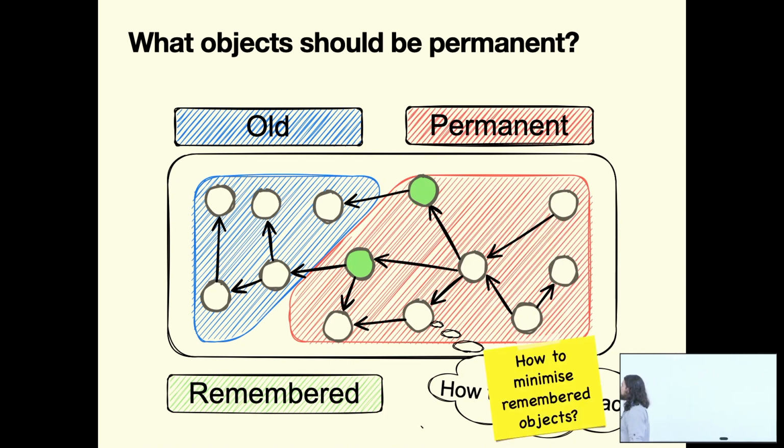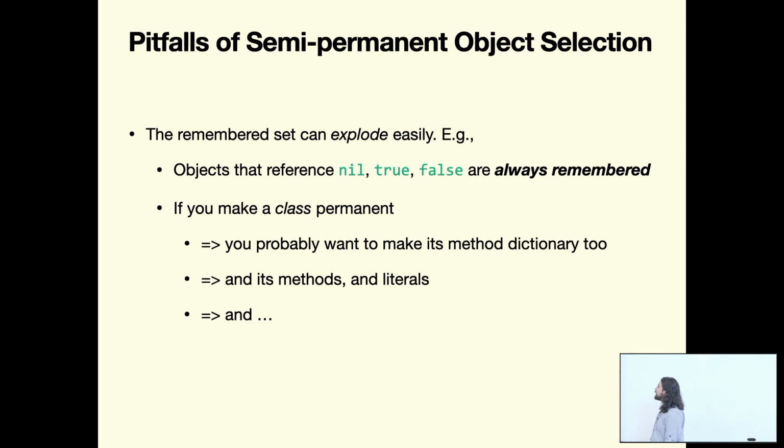And this boils down to how do I minimize the remembered objects. I want to minimize the objects that I remember while I maximize the number of objects that are here as permanent. So this is not so easy because, first, for example, right now, without changing too much in the virtual machine, nil, true, and false, they live in the old space. So if we want to move them around, we need to change a lot of code.